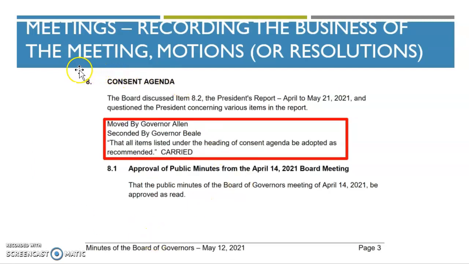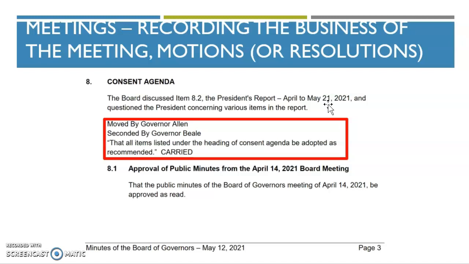I also moved a little bit further down here and highlighted so you would see what a motion looks like. Okay, and you'll see that there was probably lots and lots of discussion. This might have been 5 minutes, 10 minutes, or 20 minutes of discussion. The agenda is probably timed, so there was probably a set amount of time. But you'll notice that they don't go into extreme detail about who said what, every single comment.